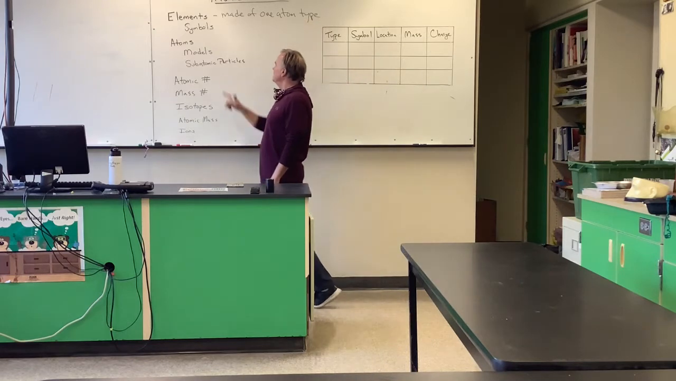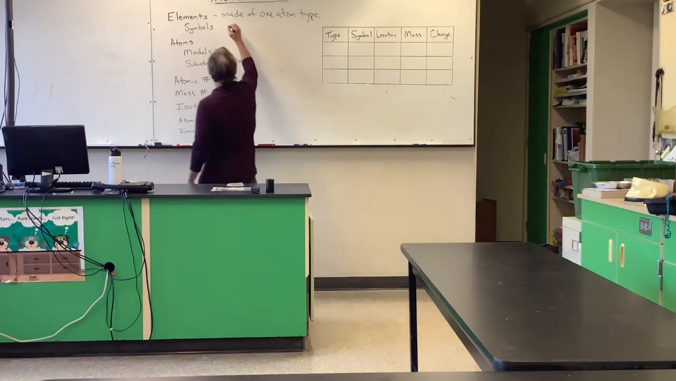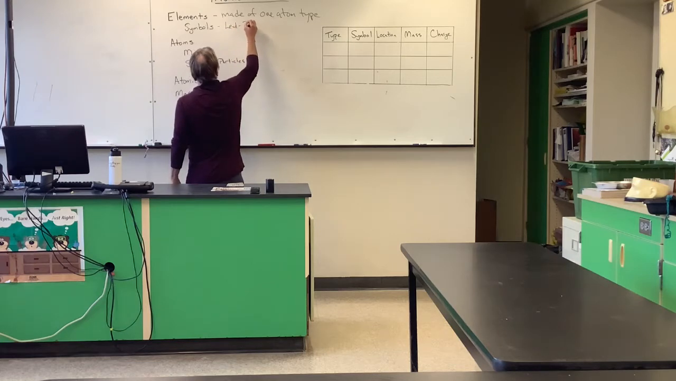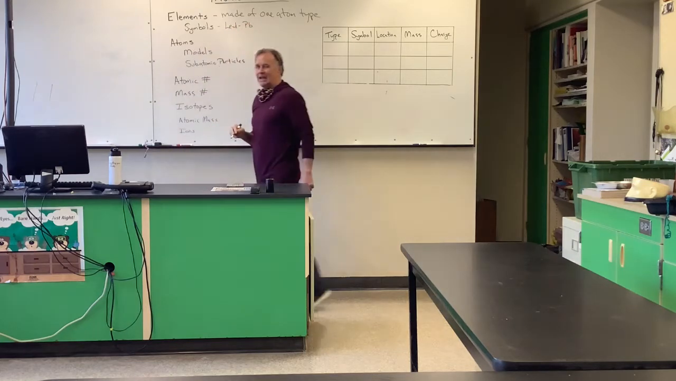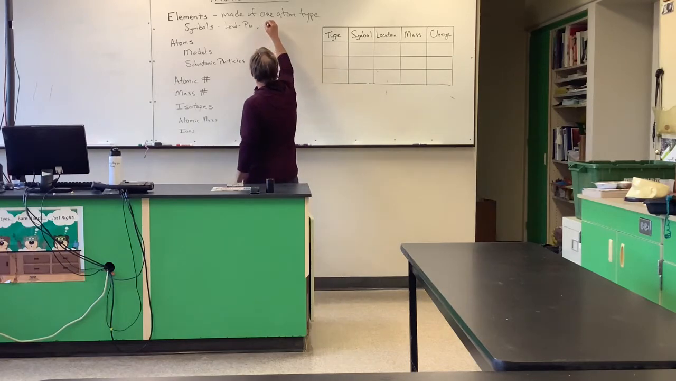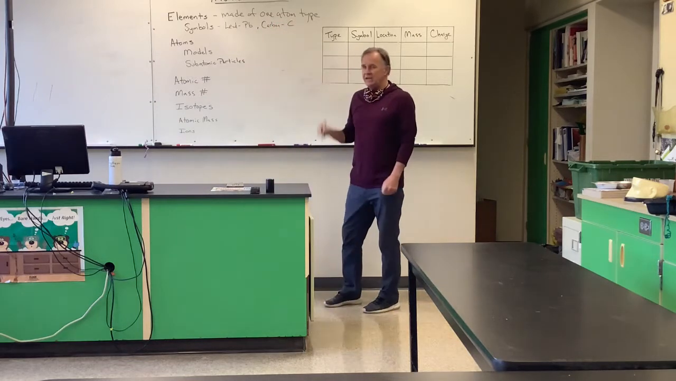To make things simple, the periodic table and elements use symbols. For lead, which I just showed you, the symbol is Pb. A lot of these are Latin in derivation, so they use Latin symbols. But something like carbon is much simpler for us, just C. Oxygen is O, hydrogen H, and so forth.